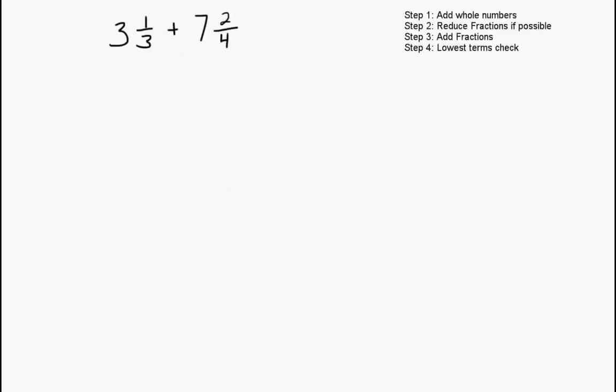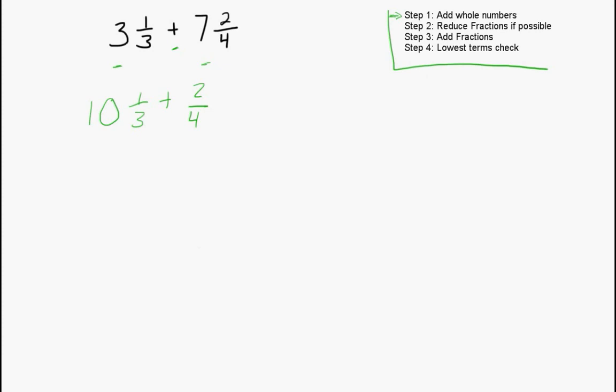Let's take a look at our first example here. This is an addition problem. So we have 3 1/3 plus 7 2/4. I've included our method up here. Step 1 is going to be adding the whole numbers. So 3 plus 7 gives us 10. And we're just going to copy down the 2 fractions, 1/3 and 2/4.